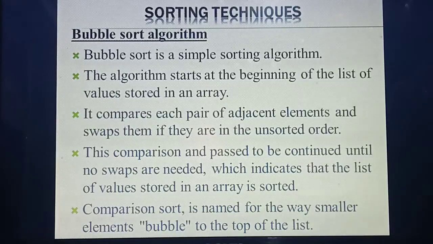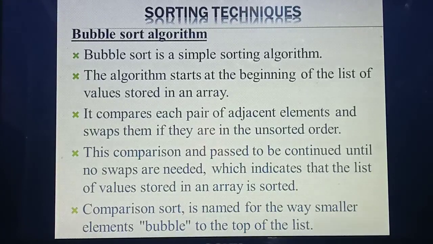The algorithm starts at the beginning of the list of values stored in an array. Total number of values are stored in an array, and in those values you start from the beginning of the list. How does this algorithm work? It compares each pair of adjacent elements. Pair means couple, or two. So each time you take two elements from the starting onwards.